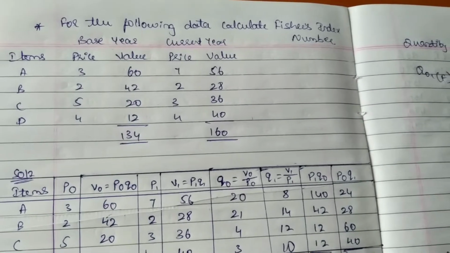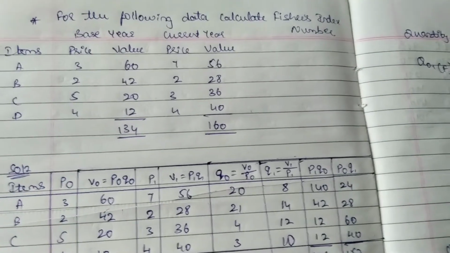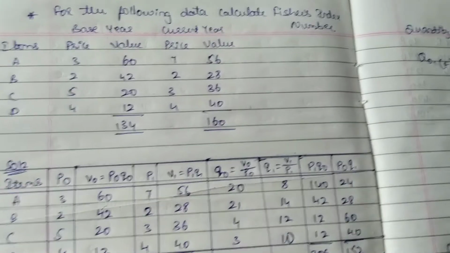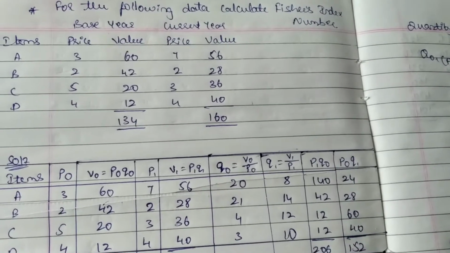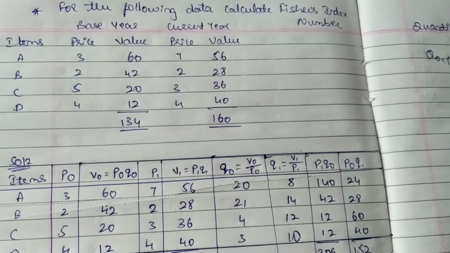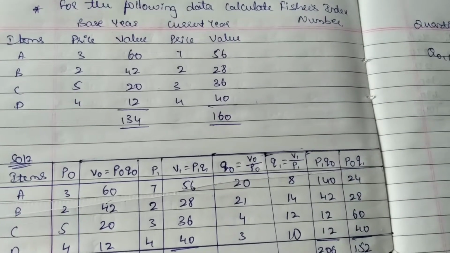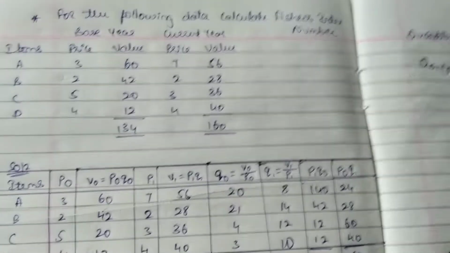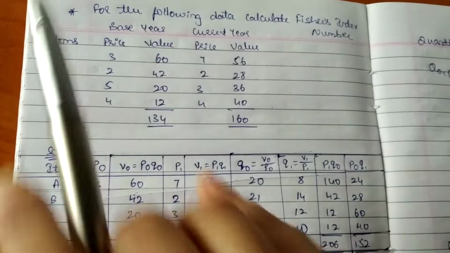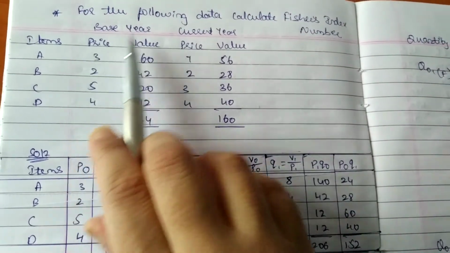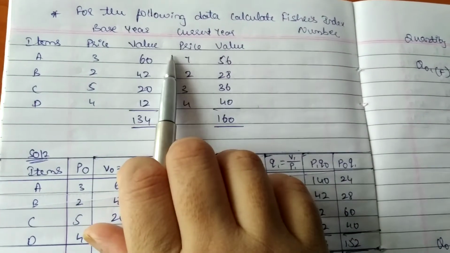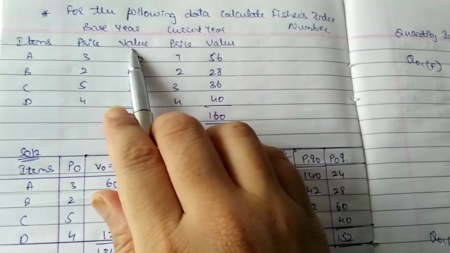Hello everyone. We shall move on with one more problem on the weighted aggregate price index number of fishes. Here the given information is quite a little bit different from the earlier case. Here they have given you the item, base year price, base year value, current year price, current year value.